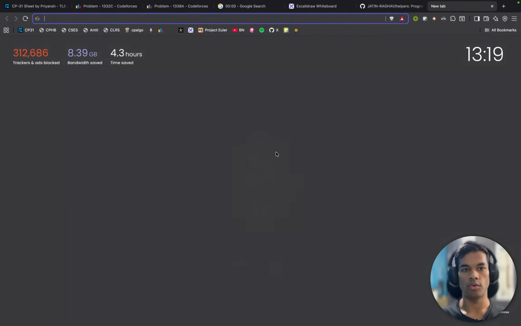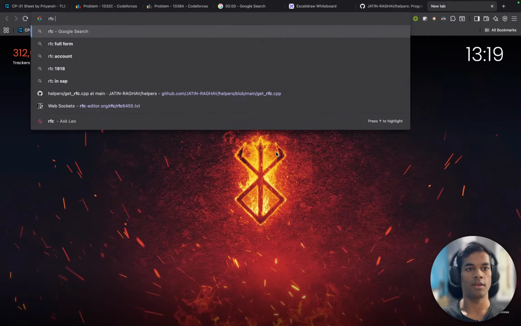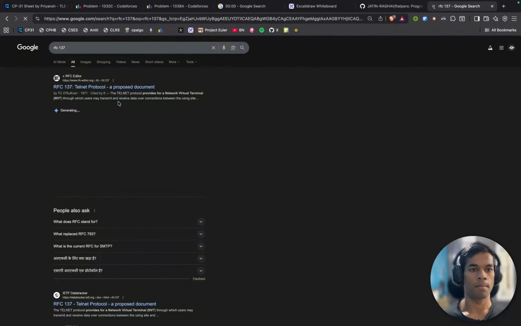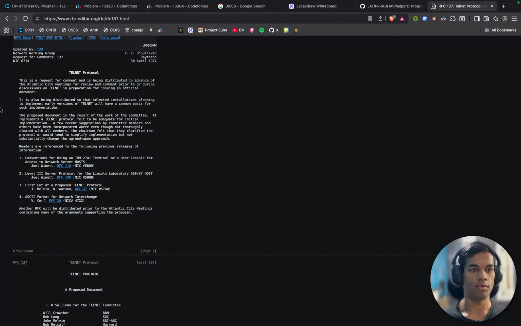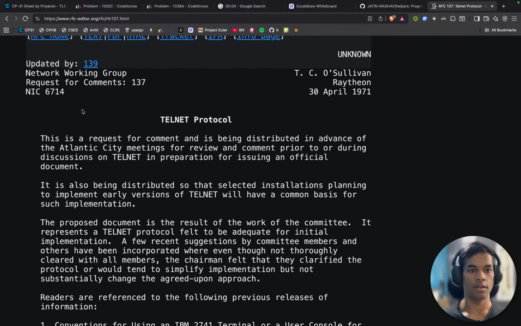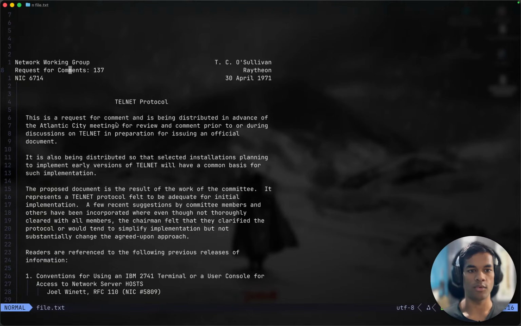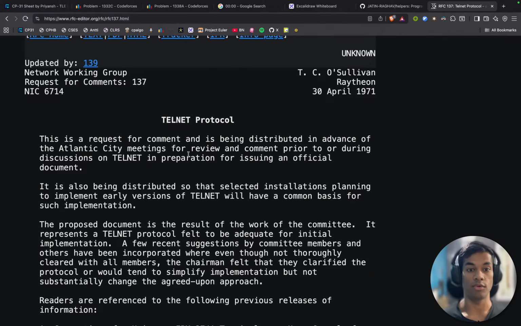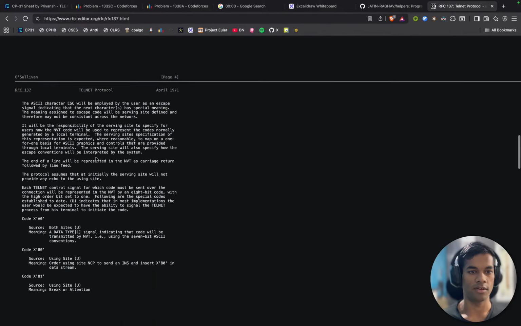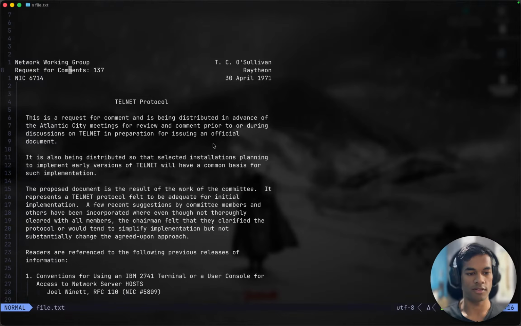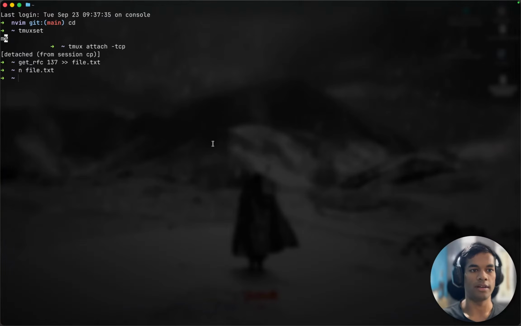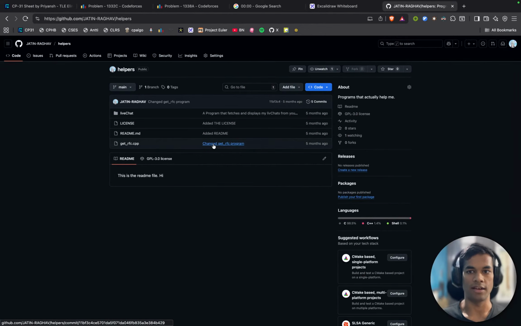And if we go to the website, RFC 137, we see this Telnet protocol. These should be the same thing. Telnet protocol, Telnet protocol. This is a request for comment, and these are the same things. So this program just fetches a file from the internet and downloads it, and that is it.